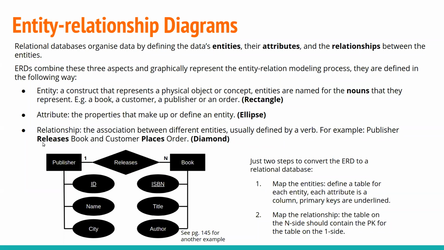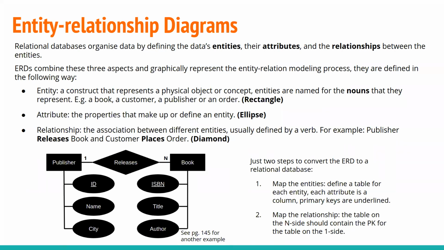Each entity becomes a table. So we're going to have a table for all of our publishers and a table for our books. So 2 tables, a publisher table and a book table. Each attribute will define one column. So there'll be a column for ISBN, a column for the book's title, and a column for the book's author. And the primary keys are the underlined ones. You'll see what that looks like in a table now, so don't worry about it too much. So that's the first step. We map each entity to a table, and that's a fairly simple process.